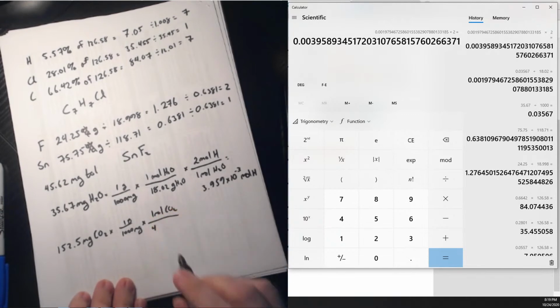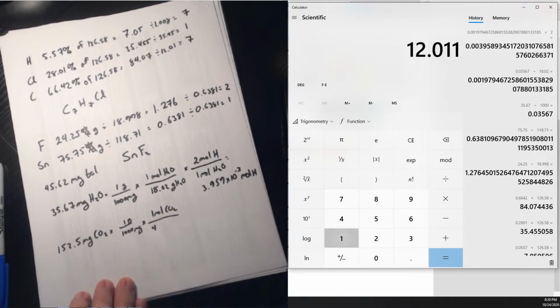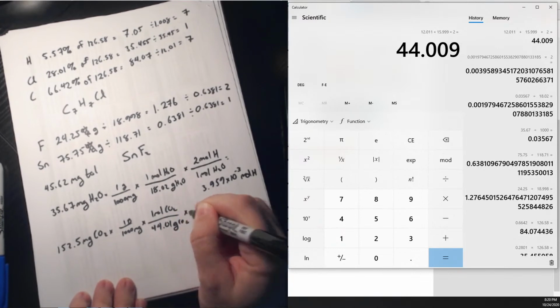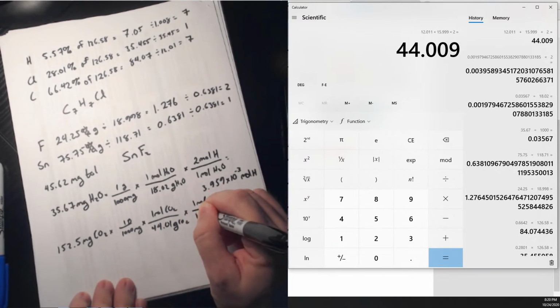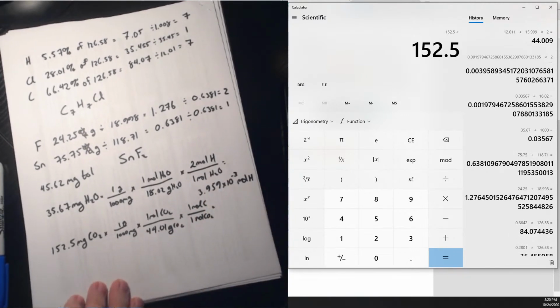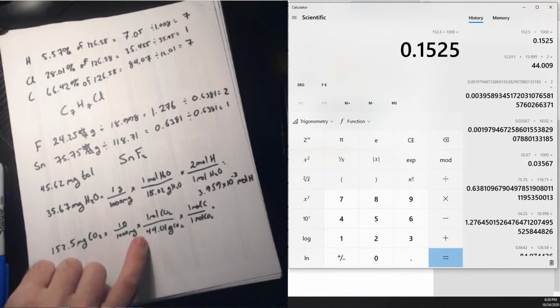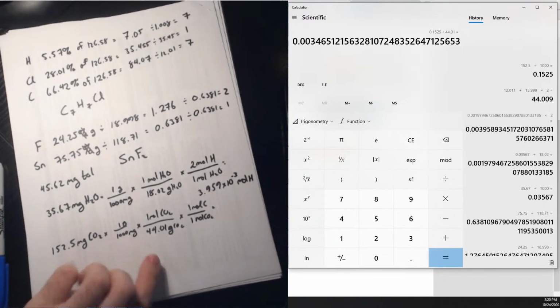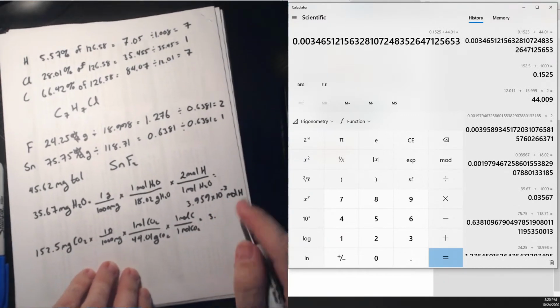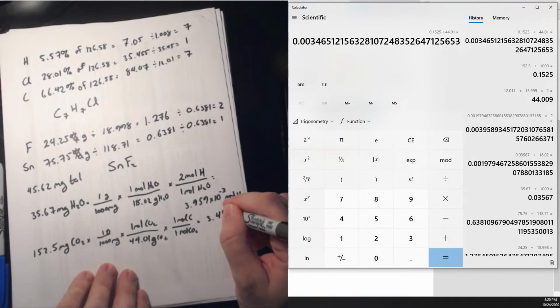Let's see, that's 40. No, let's just be safe. 44.01 grams of CO2. And then there's just 1 mole of carbon in every mole of CO2. So 152.5 divided by 1,000 divided by 44.01 gives us 3.465 times 10 to the negative third moles of carbon.